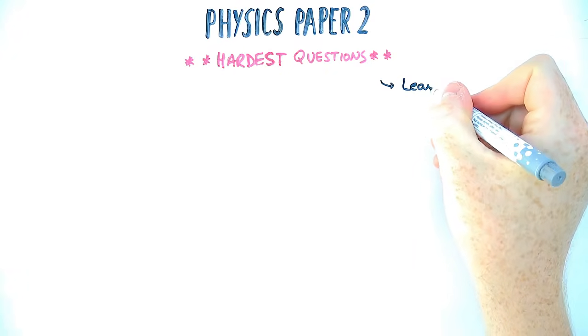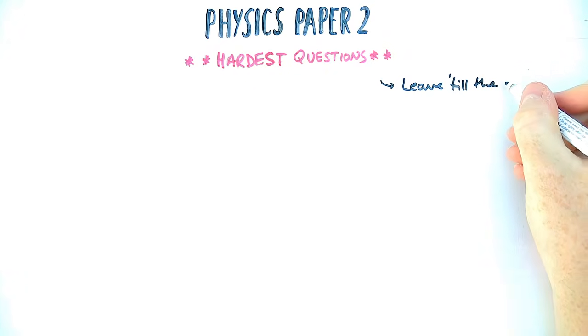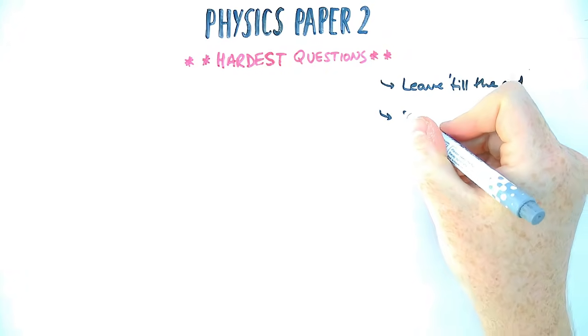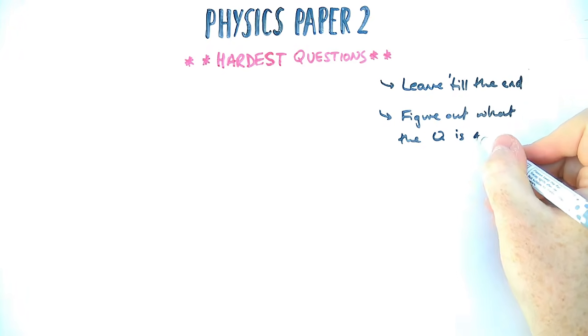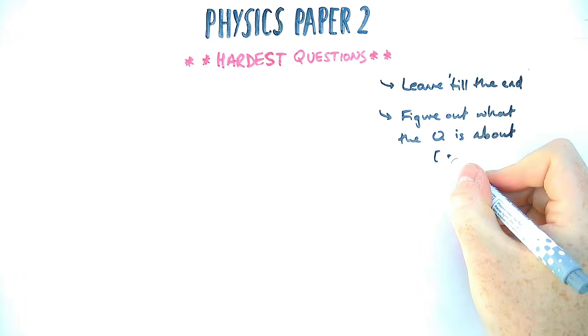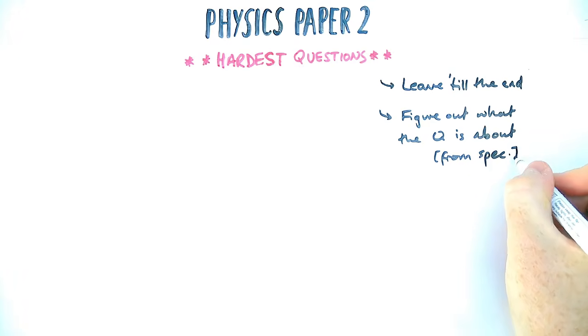Warning, this video will contain some of the hardest questions you'd find on paper 2 higher tier. So as a tip, I would leave it till the end so you have enough time to do the rest of the questions. It should be easier to get marks on. And just like with paper 1, there will always be 1 or 2 weird questions.